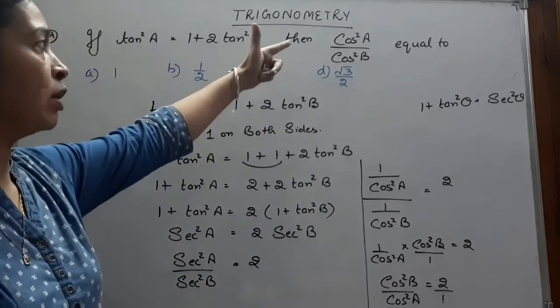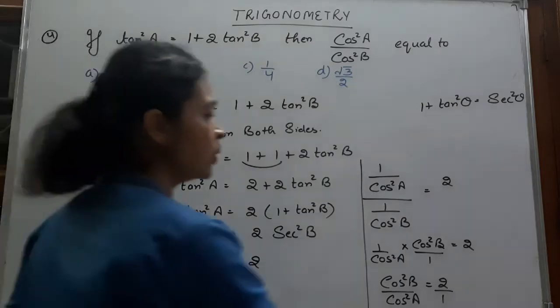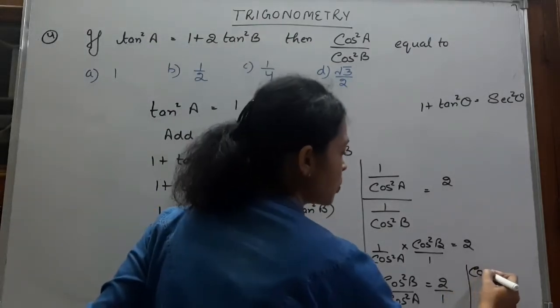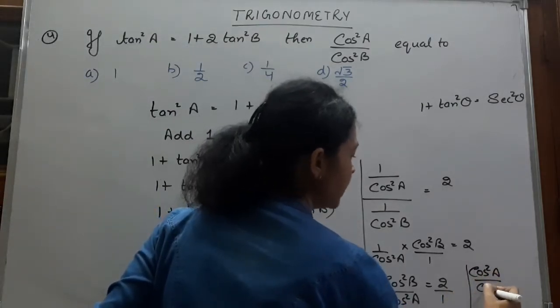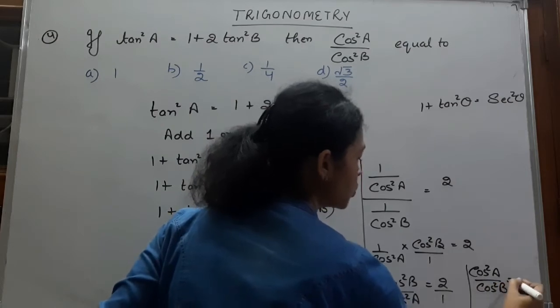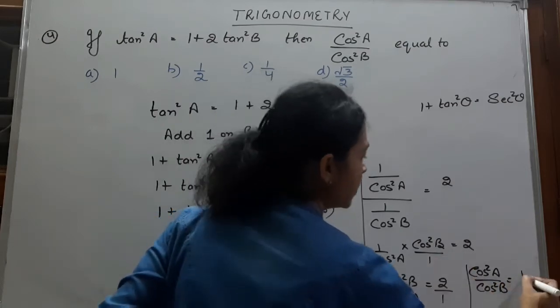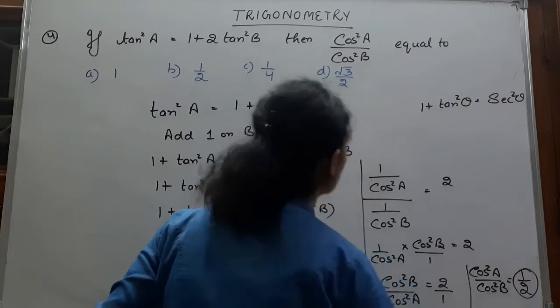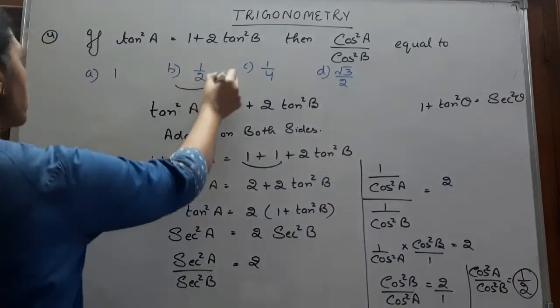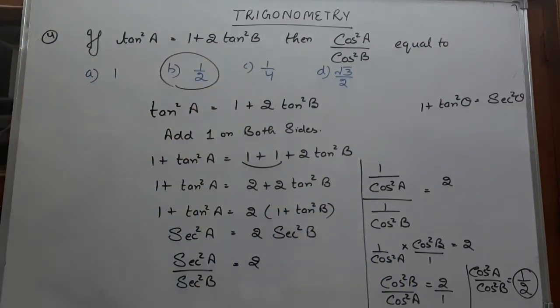But we have to find the value of cos square A upon cos square B. Cos square A upon cos square B will be equals to reciprocal of 2 by 1, which is 1 by 2. So, which is correct option? Option B is our correct option.